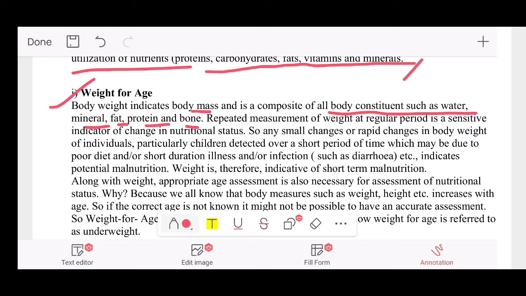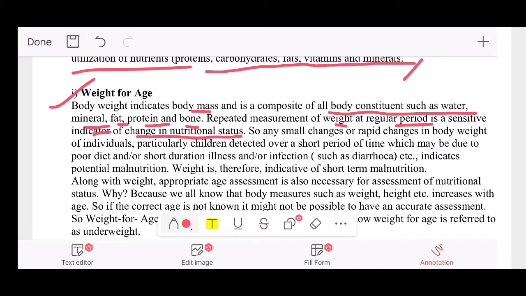Repeated measurement of weight at regular periods is a sensitive indicator of change in nutritional status. Suppose at the time of birth we have taken the weight of the child, but after 3 to 4 years have gone, we have not taken the weight of that child again; it is not good. So we have to measure repeatedly at regular periods of time, so that we can see whether this child is becoming healthy or not, and in which condition the nutritional status is.